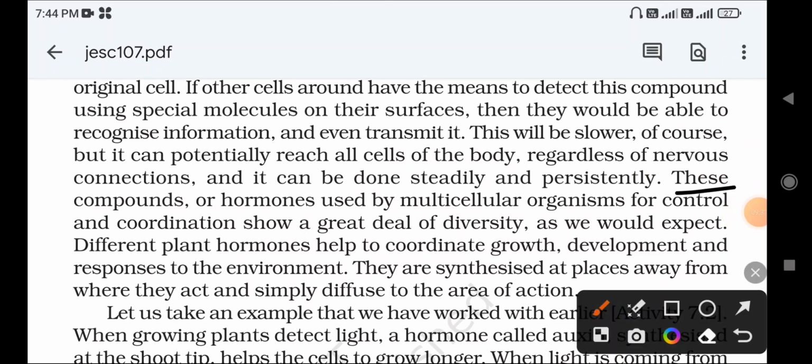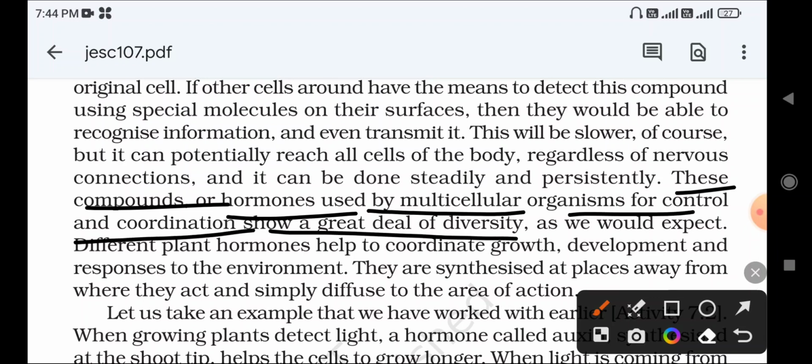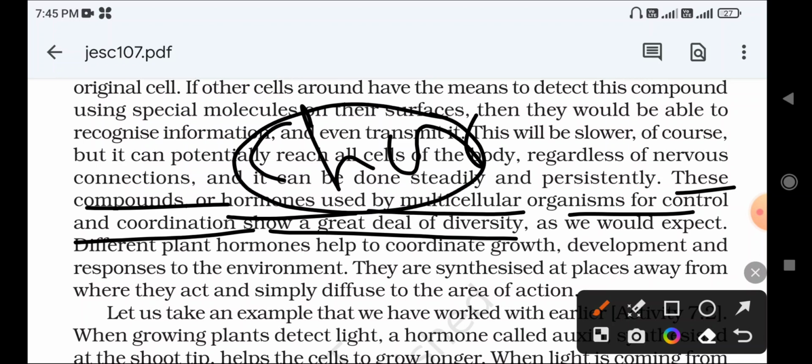These compounds or hormones used by multicellular organisms for control and coordination show a great deal of diversity, as we will see. These chemical compounds or hormones help the animal body control and coordinate its actions and reactions. Due to this, they precisely and accurately carry out their actions and reactions with the help of chemical communication, or hormones.